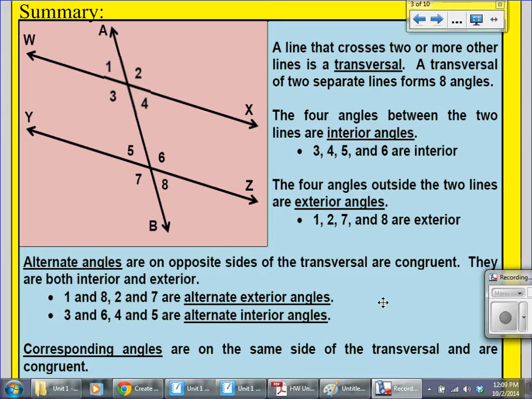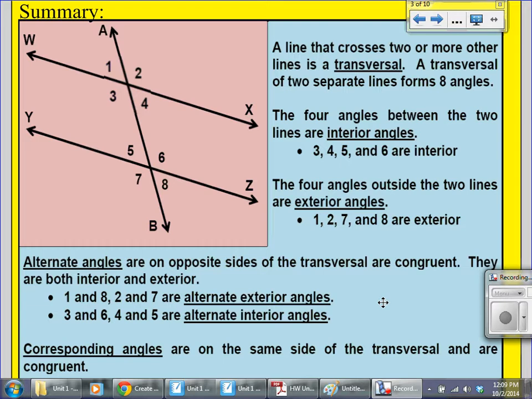At any point in this video, please feel free to pause it so that you can write down the definitions. You need to have these definitions for class tomorrow because these are going to be your notes. I'm not going to spend time letting you copy them in class. The next thing, the 4 angles outside the two parallel lines are called exterior angles. Exterior meaning outside. So it only makes sense that the angles that are outside the lines are called exterior angles. In this case, angles 1, 2, 7, and 8.